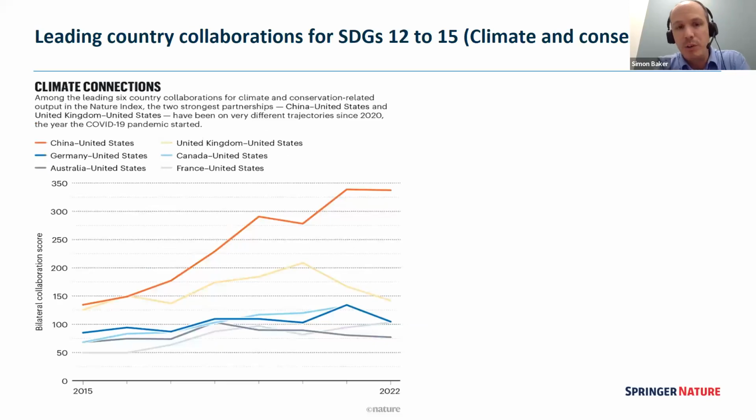And then this is an example of how we can track SDG-related research. So we isolated articles that were relevant to SDGs 12 to 15, which are the ones that are most relevant to climate and conservation research, arguably. And this is showing collaborations between countries, and how China and the United States, although it's dropped off in recent years, it's not dropping in terms of collaboration towards these SDGs. But you can notice a fall there between the UK and the US.